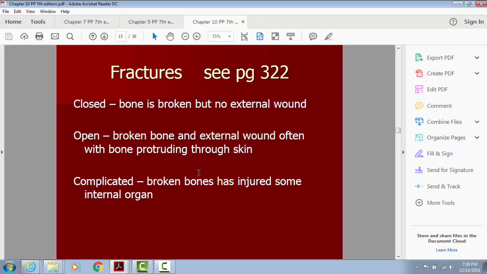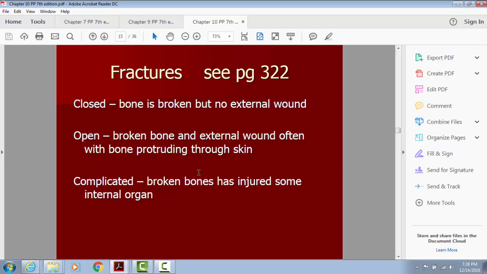So a closed fracture is when the bone is broken, but there's no external wound. So closed, they show on page 322, is a break completely through the bone. An open fracture is when the broken bone is pushing out or protruding through the skin externally. And so you see that on number 2. And these are the types of fractures that you see on Sports Center when somebody, like a football player, is chop blocked from the side and their tibia or fibula snaps and it just busts out through the skin.